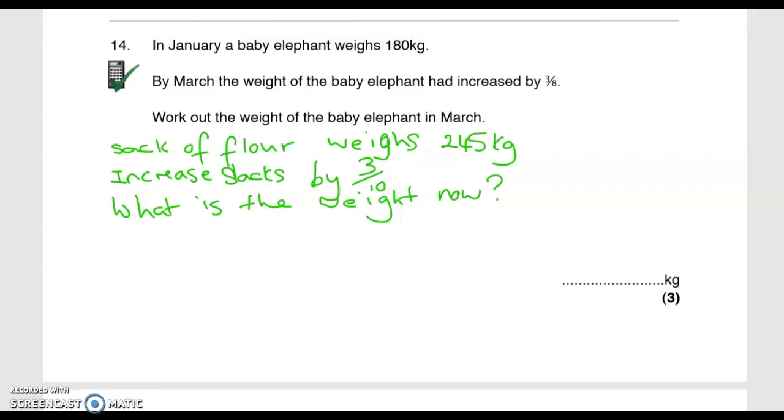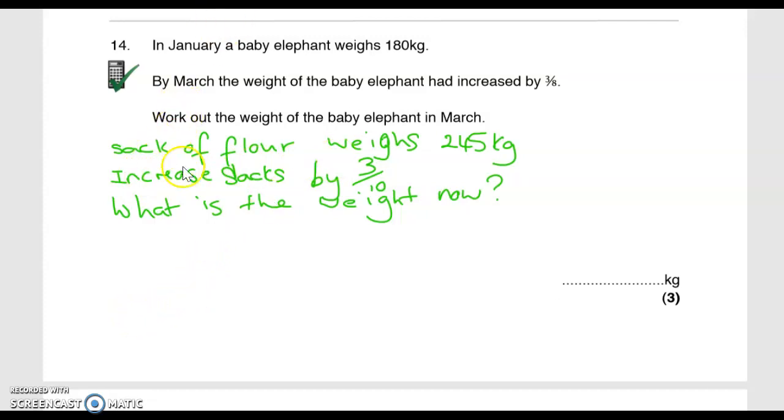So we're doing this fraction of amount question, but this time we're going to be using a calculator. So I'll leave you to do the one written in black about the elephant. So I'm just going to do this example one here so you've got something to follow.